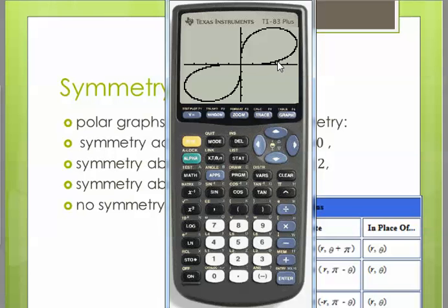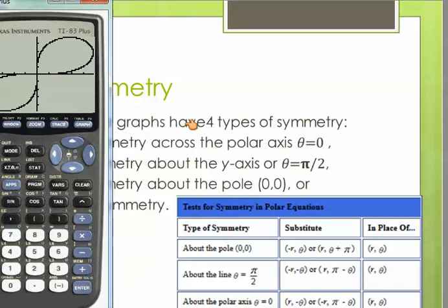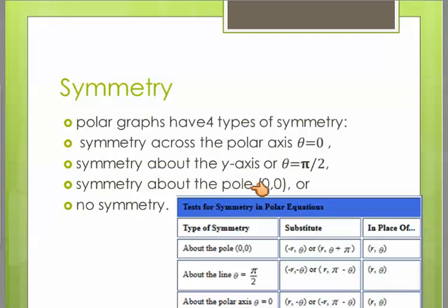The one we're looking at on the screen does not have symmetry across the polar axis. It has symmetry across the pole, this origin point right down there. And what you would do there is replace r and theta with negative r and theta, or r and theta plus pi.